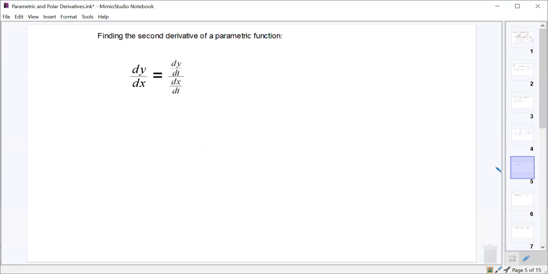So now what we want to be able to do is find the second derivative of a parametric function. So that means we need to take the derivative with respect to x of dy dx.